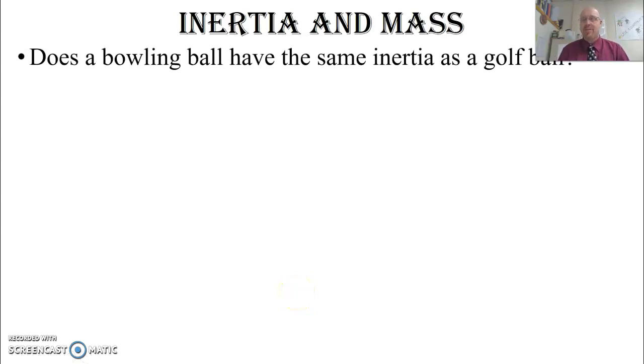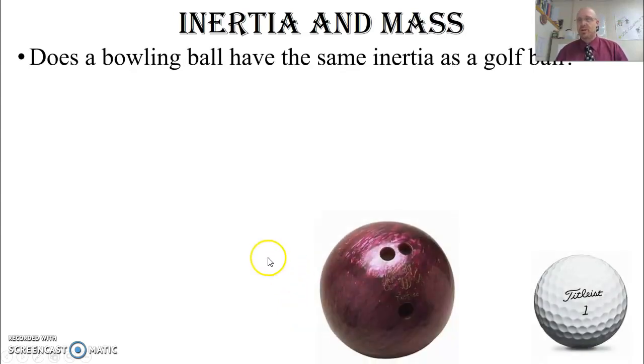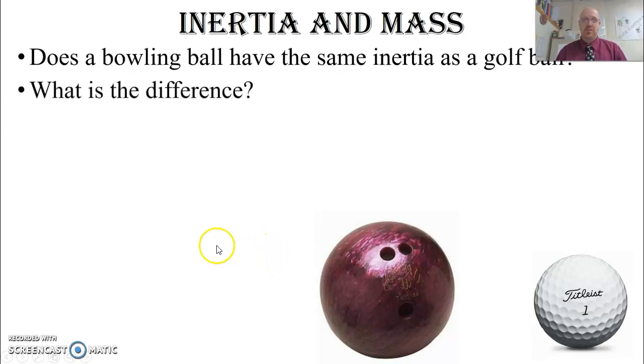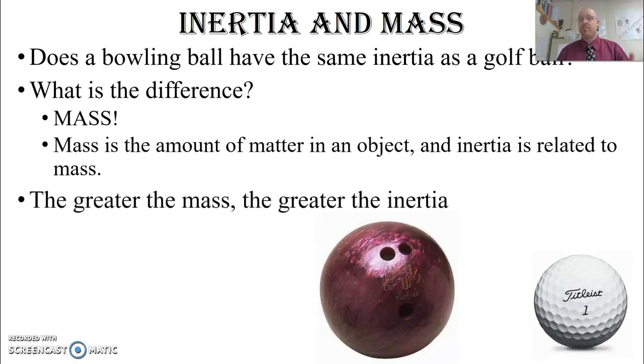Inertia and mass. Does a bowling ball have the same inertia as a golf ball? One of the things I like to say is, what would get hurt more if you tossed a bowling ball or you tossed a golf ball? So what is the major difference? The major difference between those two is the mass. The bowling ball is vastly heavier than the golf ball. And remember, mass is the amount of matter in an object, and inertia is fundamentally related to that mass. So the more mass that you have, the greater inertia that you have.